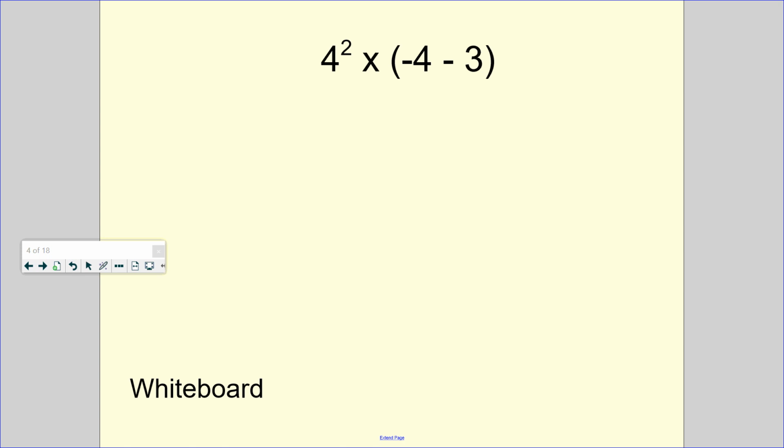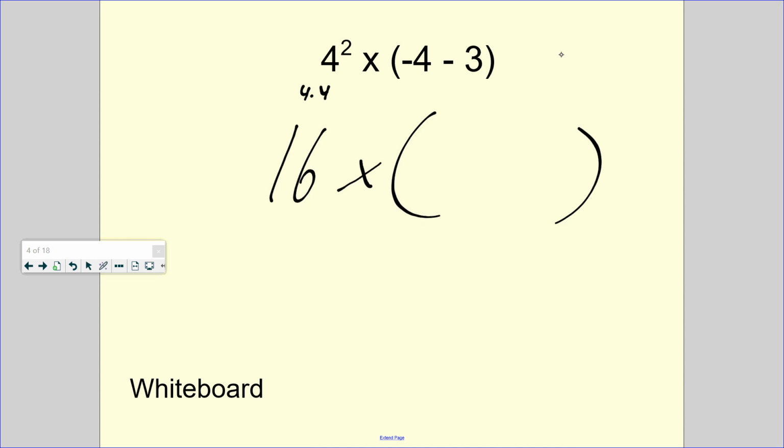Actually, now using what we know about integers, can we answer this question? Do we need to highlight anything here to separate the terms? No, there's no addition or subtraction. So let's just solve this. What is 4 squared as repeated multiplication? 4 times 4 is 16. Times, and what is negative 4 minus 3?